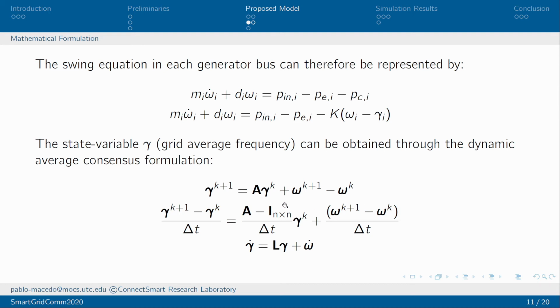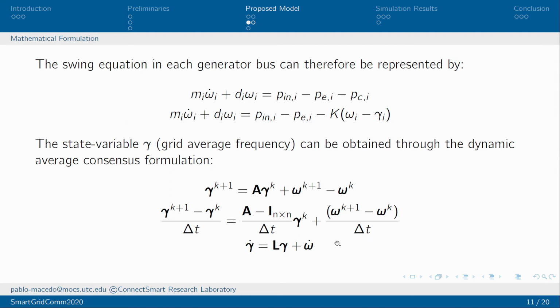In order to translate this equation to continuous time, we are adding to each end of the equation minus gamma at k, and you are dividing each element by delta t, which is a small variation of time. Then finally you can obtain a continuous time equation for gamma.